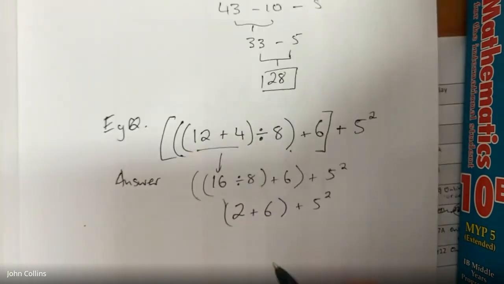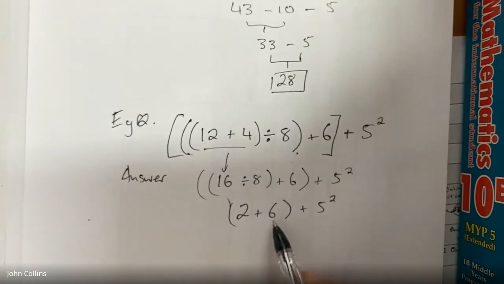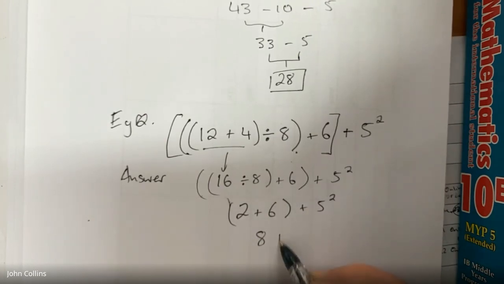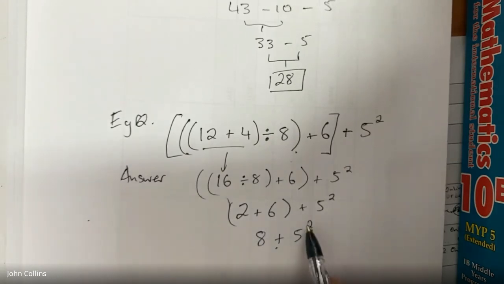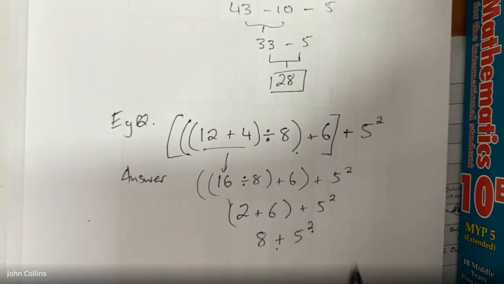I still must do what's in the bracket first. 2 plus 6 gives me 8. Now that's the bracket gone, done. I've done everything inside it. Plus 5 squared. 5 to the power of 2. 5 with an exponent of 2. Plus comes after exponent, so I must do this exponent first. 5 squared means 5 times 5. 5 times 5. That's what the little 2 means.